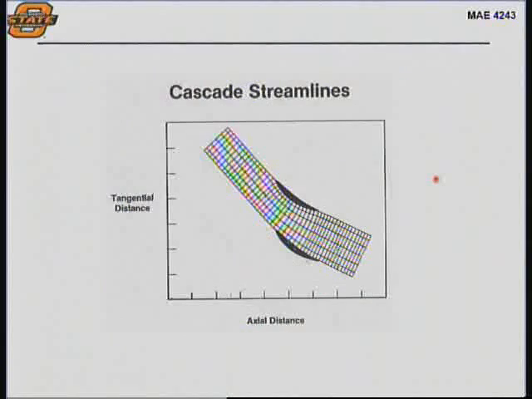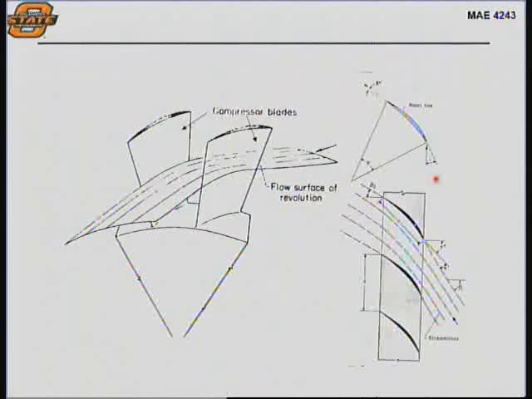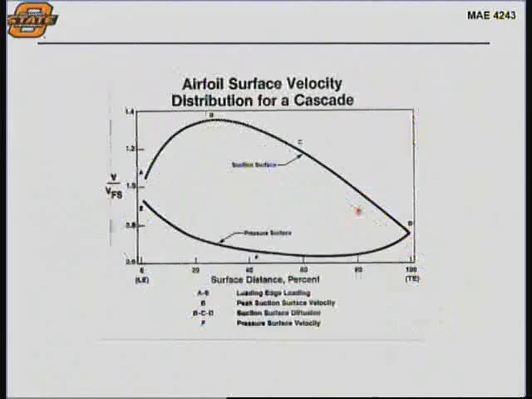So here's an example of gridding up a cascade analysis. Here's looking at it in three dimensions, where you have to understand that when we assume that the radius is the same between the leading and the trailing edge, that's not necessarily true, and you can account for that. This stream surface is actually going to be distorted somewhat as it goes from inlet to the exit station.